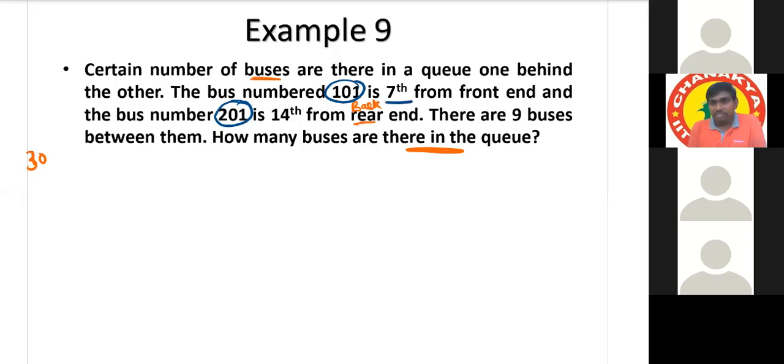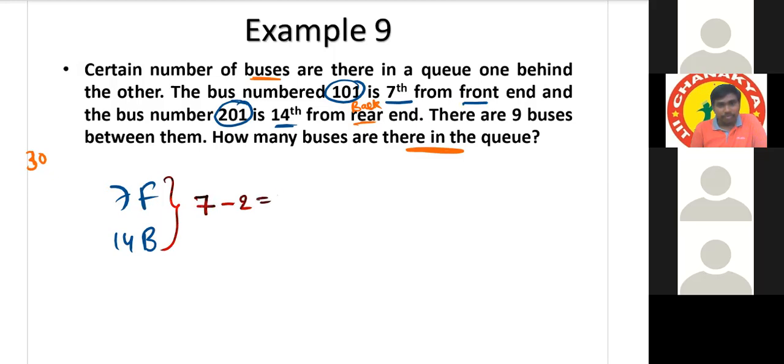Tell me, 7th from front end and 14th from back end. Between these two, what is the least number? Between 7 and 14, what is the least number? Sir, 7. Why are you taking so much time for this question? 7 minus 2 is how much?